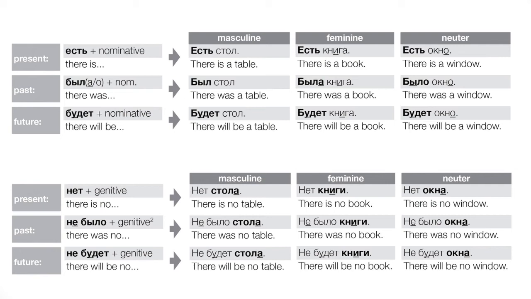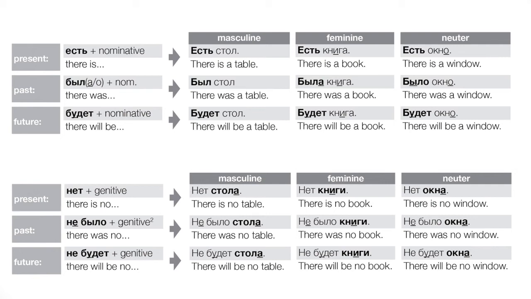And there in the past tense, you can see most clearly that these verbs are all actually neuter singular. The form of the verb is the same as it would be if we did have a neuter singular subject. Okay, finally, future. Не будет стола, не будет книги, не будет окна. There will not be these things.